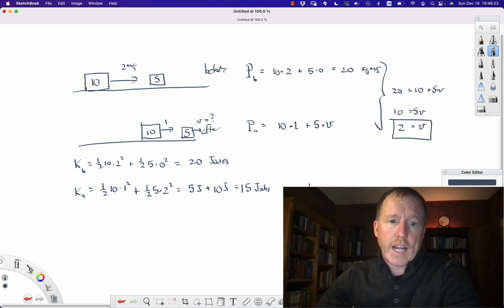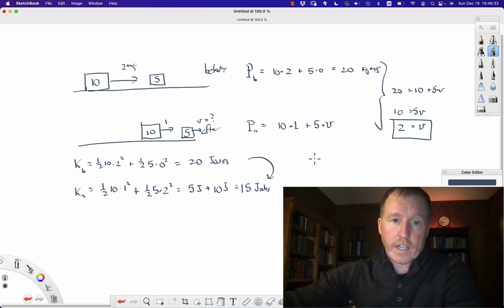So some energy has been lost. Well, strictly speaking, the energy we anticipate is not lost, it's turned into heat. This is an inelastic collision because the kinetic energy before is greater than the kinetic energy after.